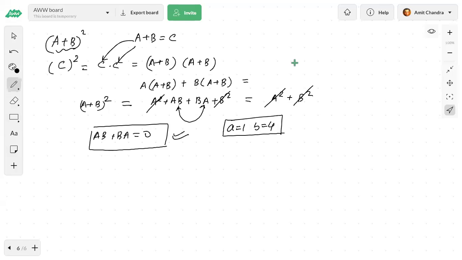But remember, A plus B whole square will be A square plus B square plus AB plus BA. Understood? Fine. Copy this one also.